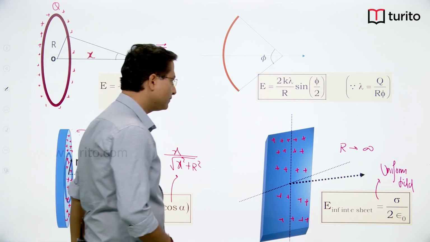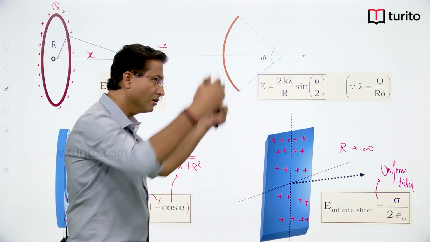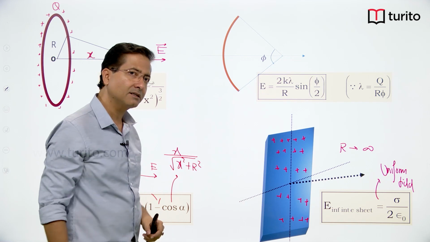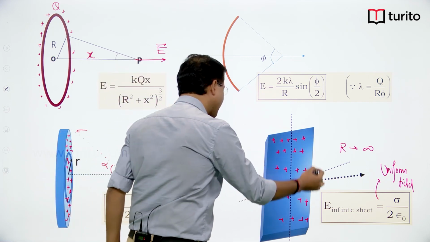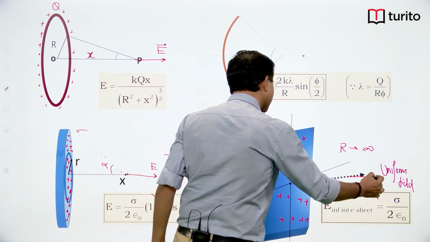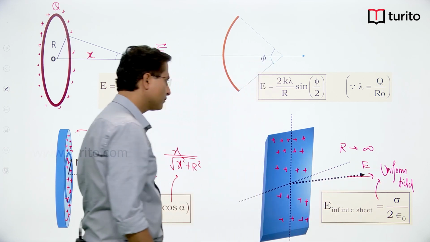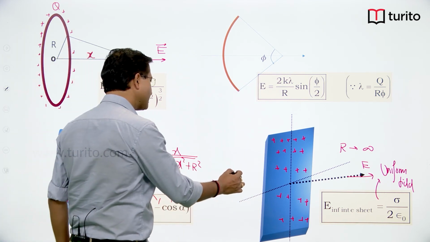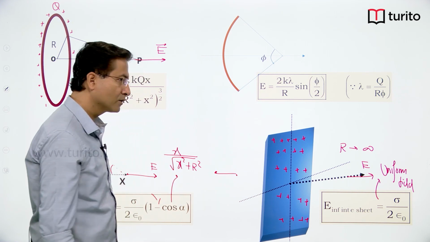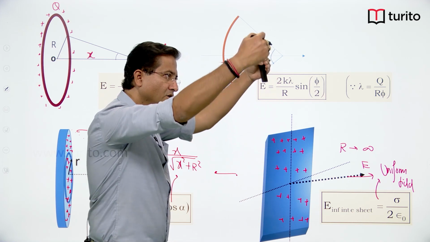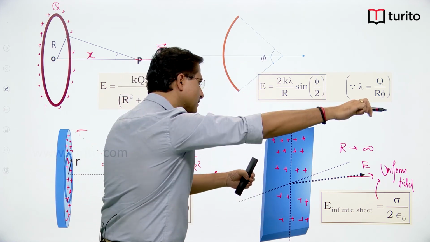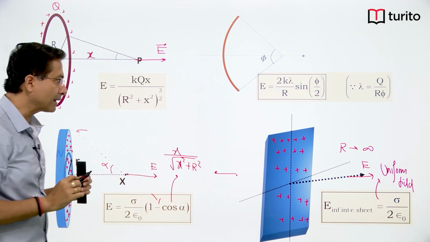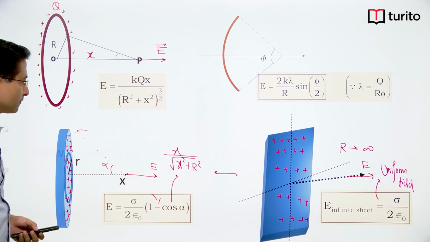The direction of the field in front of the sheet will be away from the sheet if the charge is positive, and it will be towards the sheet if the charge is negative. As I have taken positive charge, the field will be in this direction, away from the distribution. The same thing happens on the other side. If I take a point somewhere here, it will be like this. In front of the sheet the field will be in this direction, and on this side the field will be in this direction, and the magnitude remains the same, sigma upon 2 epsilon naught.